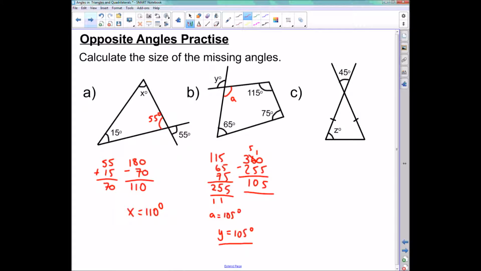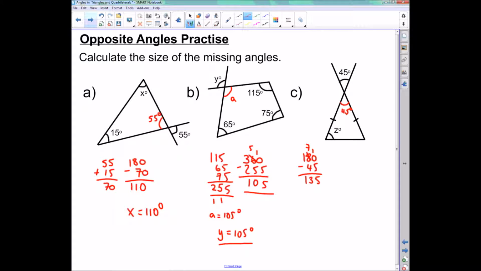Okay, so finally in the last question, hopefully you firstly spotted that this angle here was 45 degrees because it was opposite. And secondly, you noticed these two lines, which meant this was an isosceles triangle. So what I needed to do was to treat this like an isosceles triangle question. So here, I'm not given my base angle, so I need to take away 45 from 180 first. So borrowing, 10 take away 5 is 5, 7 take away 4 is 3, 1 take away 0 is 1.